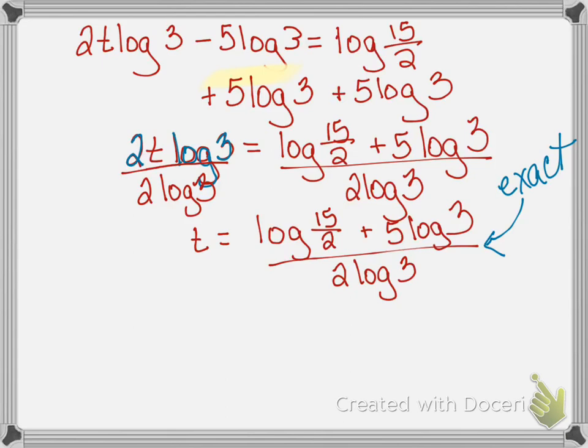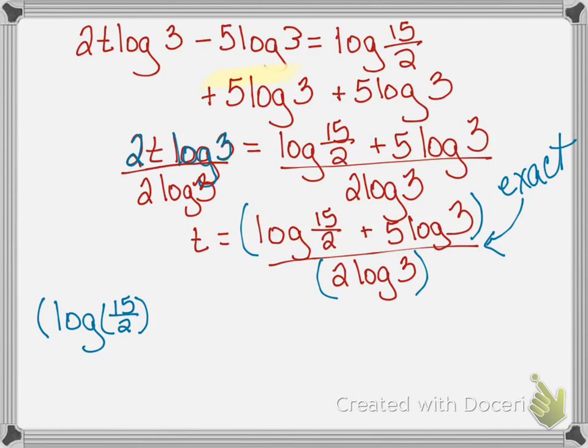I want us to talk about keystrokes on your calculator. These are my keystrokes. I am going to put the numerator in parentheses, and I'm going to put the denominator in parentheses. So I start with a parenthesis. Then I have log. As soon as I hit log, I get a parenthesis. And I have 15 over 2, parenthesis. And then I close the parenthesis. Nope, I don't close. Sorry.